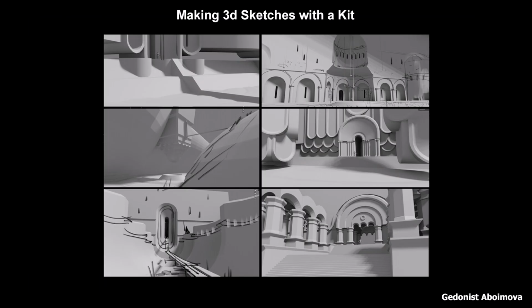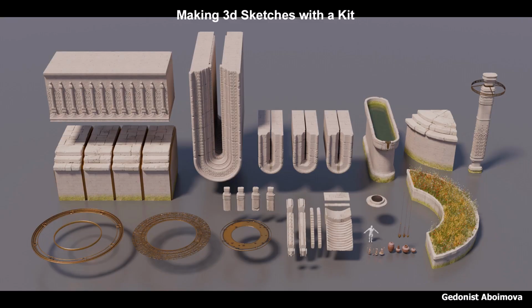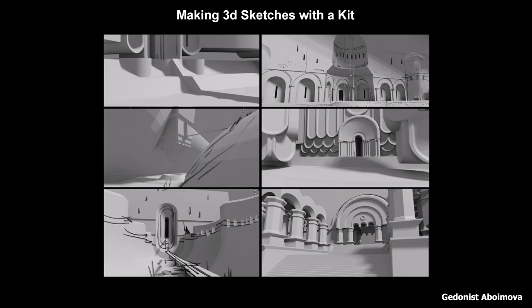And here's another advantage of using 3D for your sketching: you can make kits, and kits being these little collections of objects that you can then assemble into different configurations to achieve your final little compositions. This is a little bit more complex and time-consuming to do in 2D, but in 3D it's really straightforward.